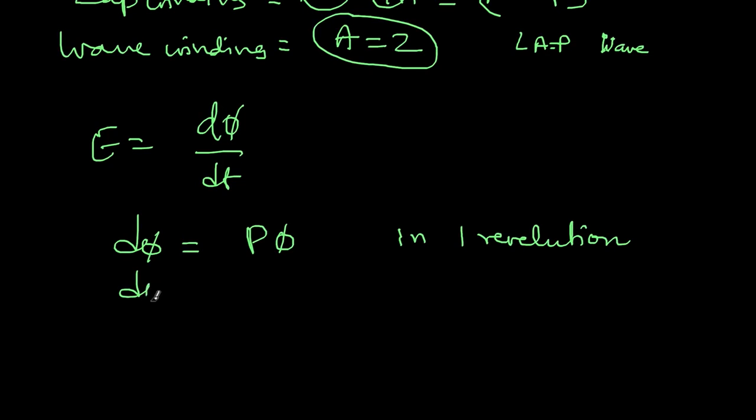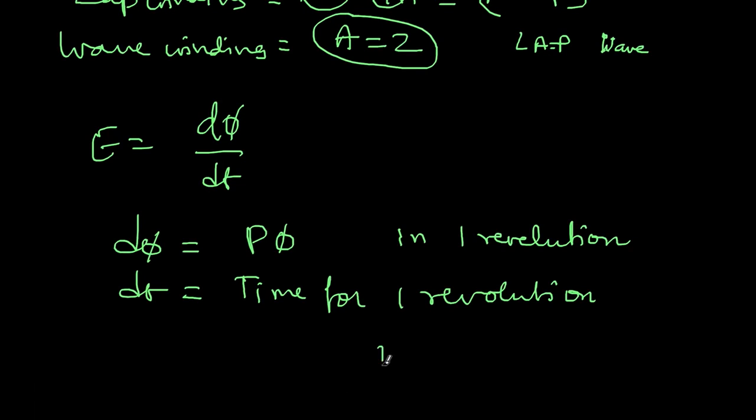Alright, what is dt? dt is the time for 1 revolution. Now how do we derive that? n is the speed of the rotor in revolutions per minute. If I divide by 60, this is revolutions per second, and if I take the inverse of that, this will be seconds per revolution. That's nothing but the time for 1 revolution. So dt is nothing but 60 by n.